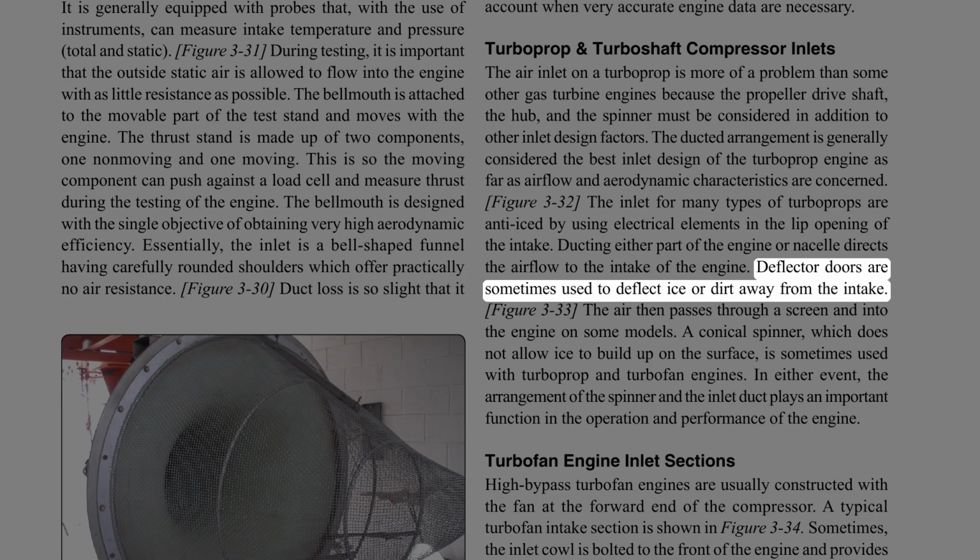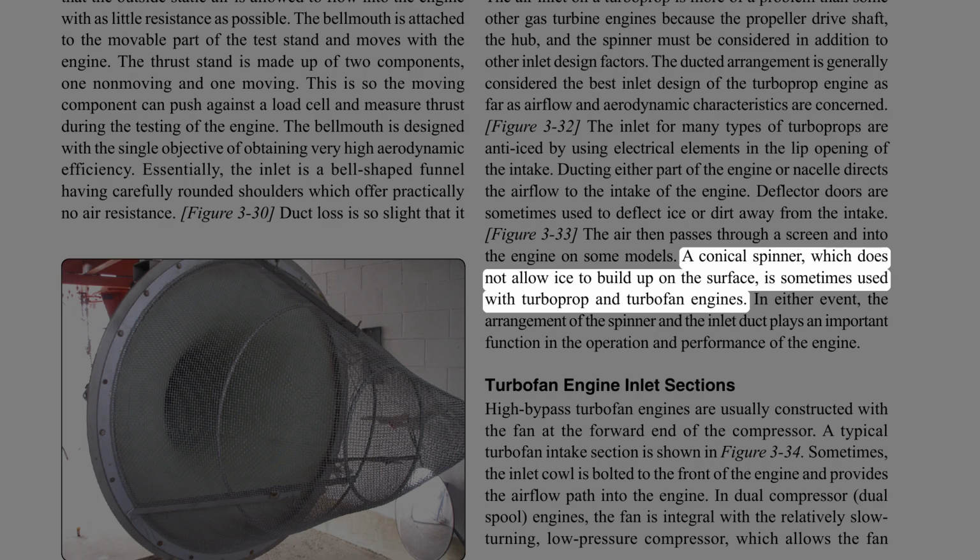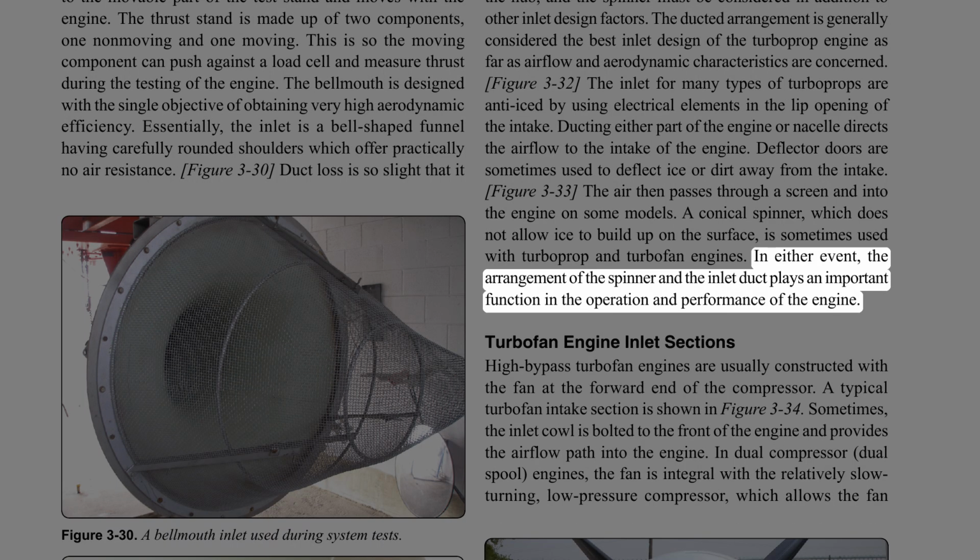Deflector doors are sometimes used to deflect ice or dirt away from the intake. The air then passes through a screen and into the engine on some models. A conical spinner, which does not allow ice to build up on the surface, is sometimes used with turboprop and turbofan engines. In either event, the arrangement of the spinner and the inlet duct plays an important function in the operation and performance of the engine.